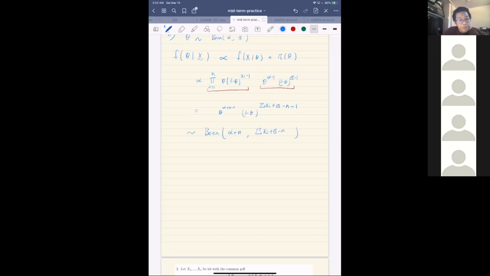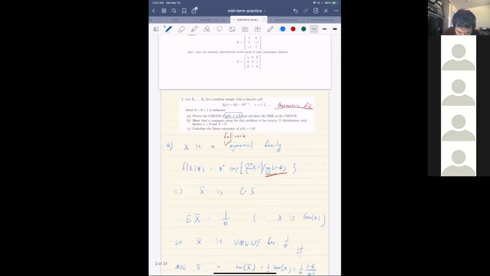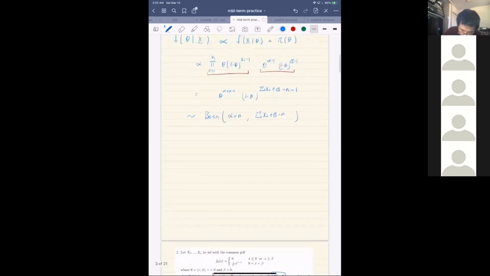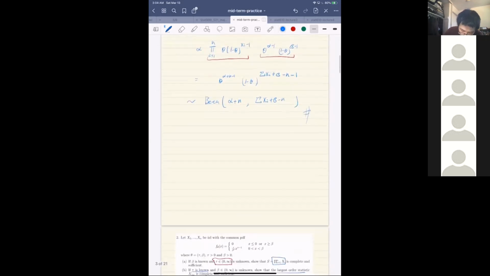Yeah, I think this is right. Okay. So that means it's a conjugate prior. Okay. So the beta distribution is a conjugate prior.